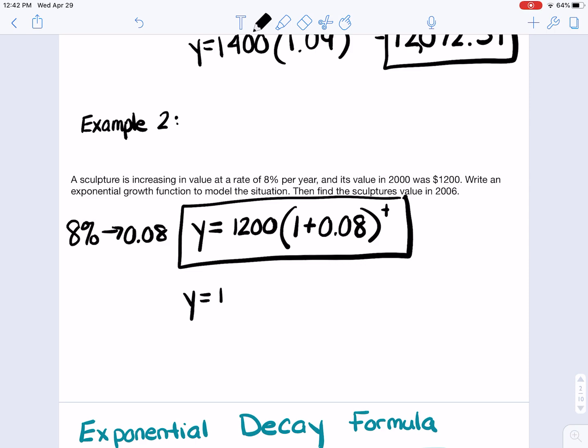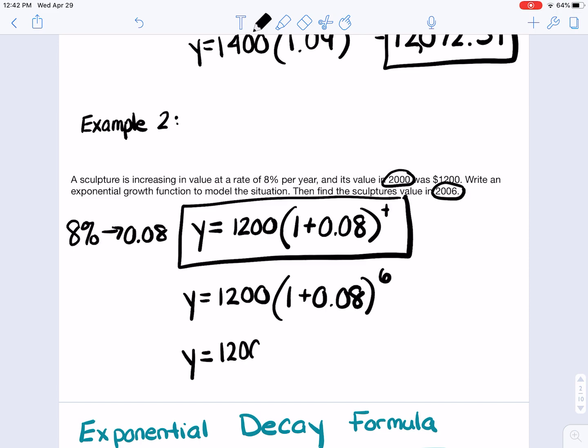Now I'm going to plug in my time. Well, I'm not going to plug in 2006 because it's not 2006 years. The difference between the year 2000 and the year 2006 is 6 years. So we're going to type that in the calculator. If you want to do some simplifying first, you can.